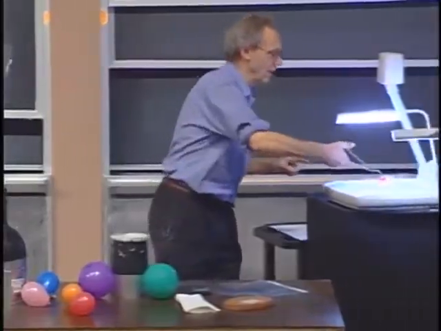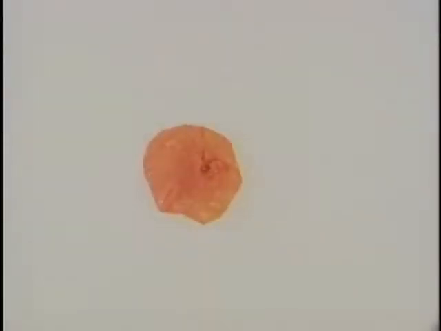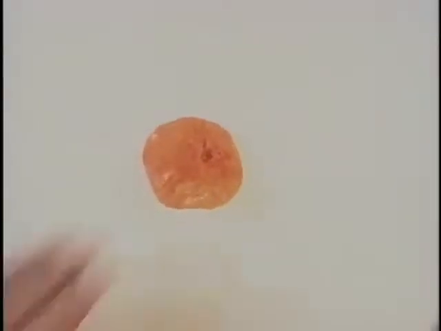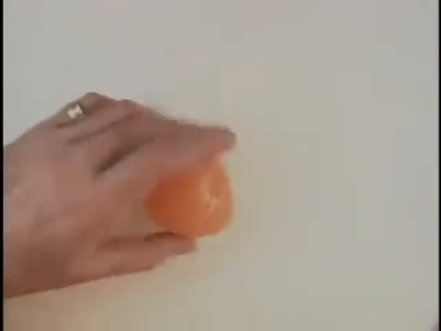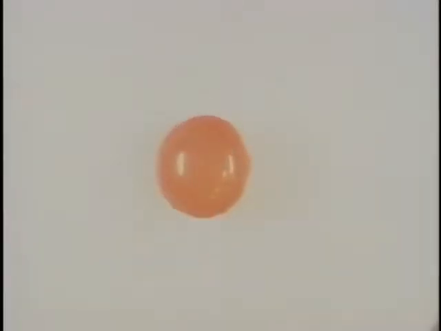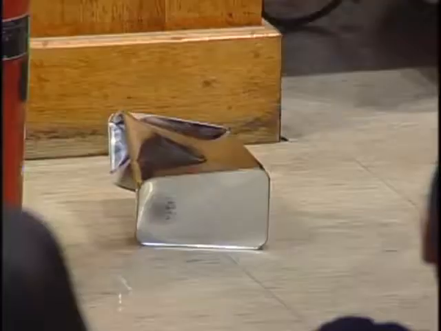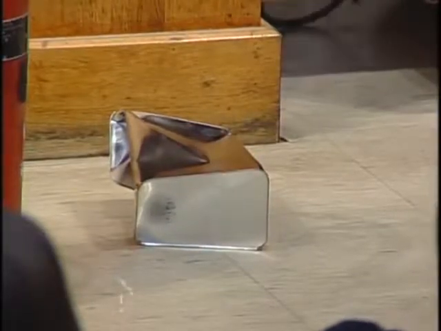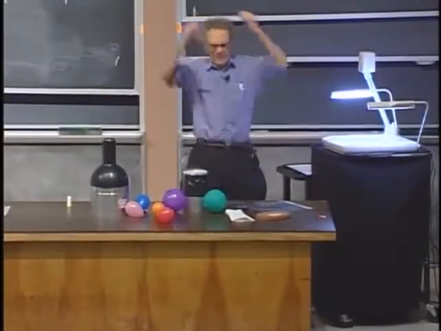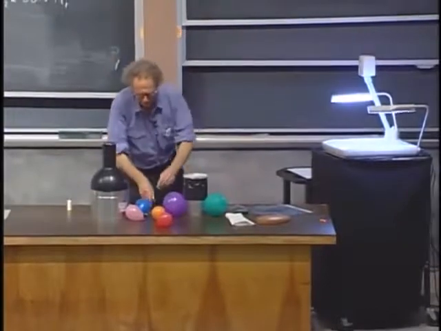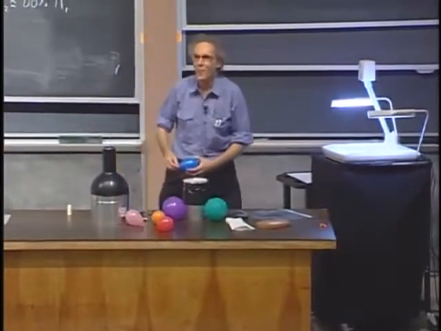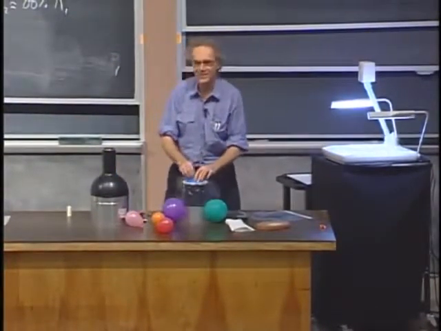Okay, there's almost no volume left. It's like a flat pancake. It's nothing. Now it comes up, of course, because now it goes back to room temperature. My goodness. It's having a hard time there. Why is it not 1/4? Why is it so much smaller than what you expect?